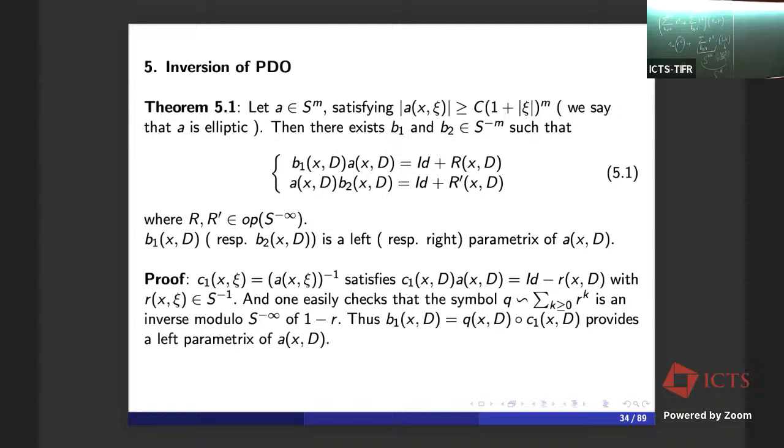We don't know, until now, how these symbols in this class, minus infinity, act on Sobolev space. We see it right now. Okay, so that was the inversion in case A is globally elliptic. No condition on Xi. This is true for every Xi.